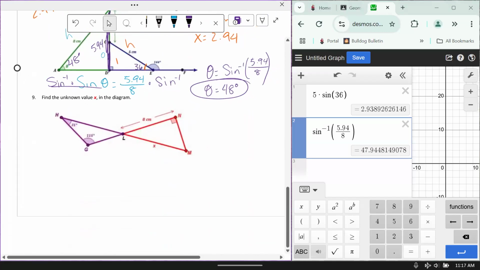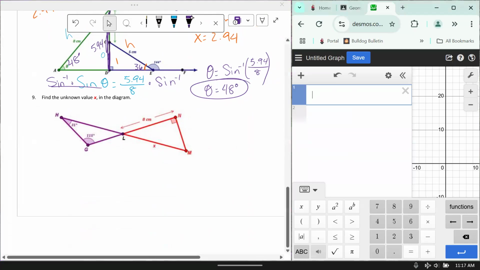Last problem for this page is number 9. I know this is a really long video. I'm sorry, guys, but the more practice, the more you're going to crush your test. Okay. Find our unknown x. Okay. So we are given 2 triangles. X right here is this guy. We are given 8 centimeters, but we have no idea what these angles are. In our purple triangle, we are given 2 angles, and we don't know what that guy is.